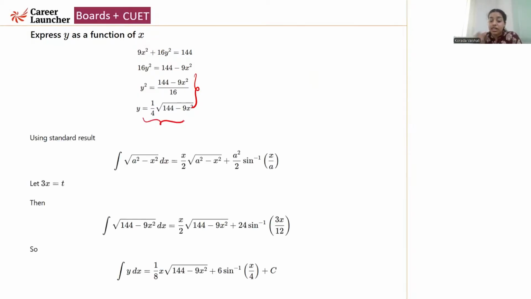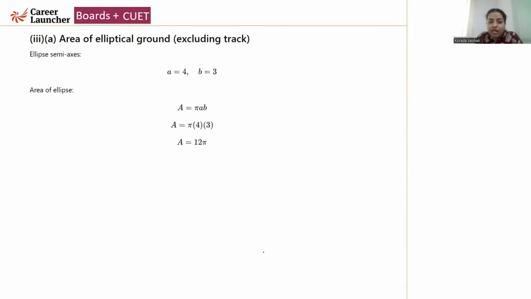And after integrating, I'm just discussing the final answer. जो final step है वो ये होना चाहिए, that your final answer should be 1 by 8x under root 12 square minus 3x square plus 6 sine inverse pi by x by 4 plus constant of integration should be the answer. Now, area of elliptical ground.